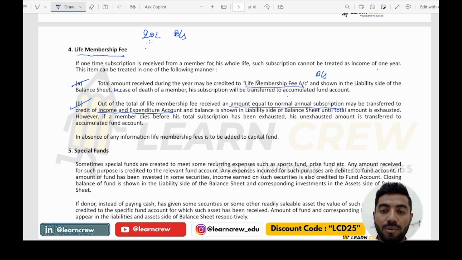One is, you can show it as a life membership fee account in the balance sheet without transferring it to P&L. The other is, you can transfer a certain amount year on year to the P&L account, treating it as an income. In absence of any information, life membership fees is to be added to the capital account. So if the question is silent, just take it to the capital fund account. No need to transfer it to the income and expenditure account. Directly take it to the capital fund account because it's a life membership fee, a lump sum amount.